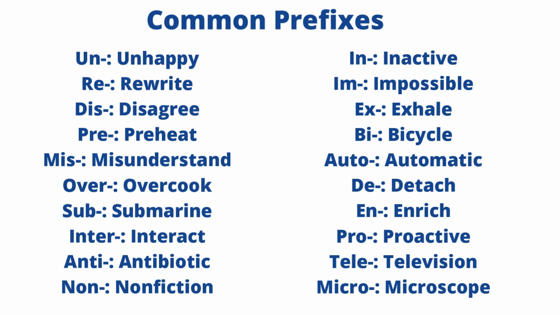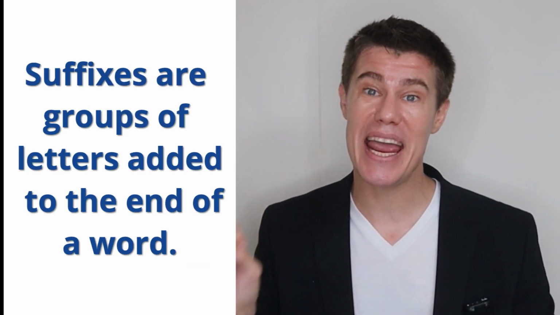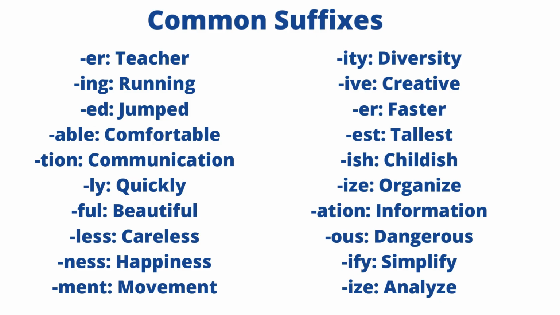Understanding common prefixes helps in understanding and forming new words. For example, the prefix un added to happy changes the meaning to unhappy, indicating the opposite or negation of happiness. Suffixes are groups of letters added to the end of a word. They also modify the meaning of the word, often indicating the word's part of speech, noun, verb, adjective, and so on, or the tense of the verb.